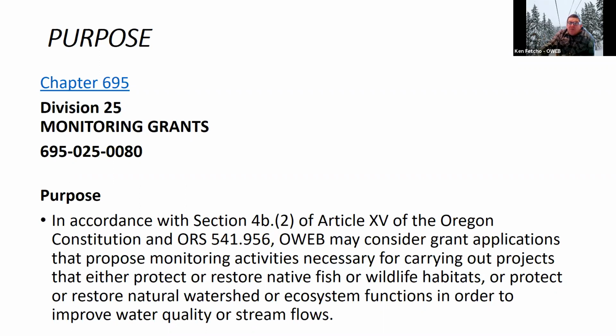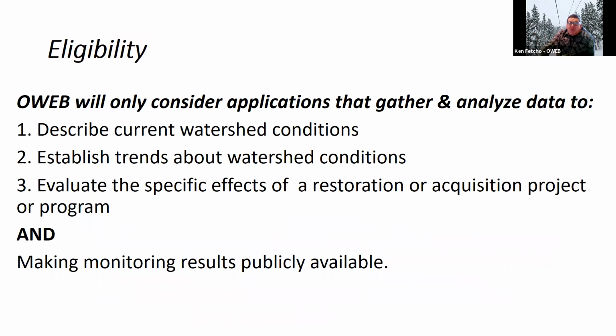After we added the purpose statement, we included an eligibility section. Again, this is paraphrased, so you can see the exact language in the rules, but basically we'll only consider applications that gather and analyze data to describe current watershed conditions and/or establish trends about watershed conditions and/or evaluate the specific effects of a restoration or acquisition project or program. All 3 of those efforts must make monitoring results publicly available.